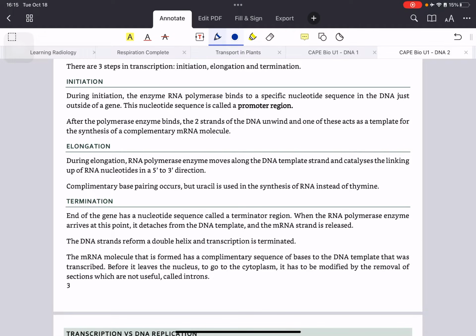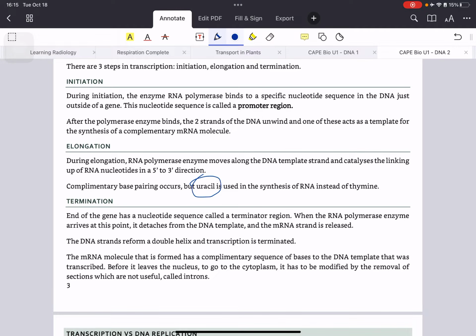So elongation now, that was initiation, where the DNA unzipped, basically, right? In elongation, the RNA polymerase enzyme moves along the DNA molecule in the 5' to 3' direction. Same thing like replication, right? And then complementary base pairing will occur in the same fashion, except that uracil will be there instead of thymine.